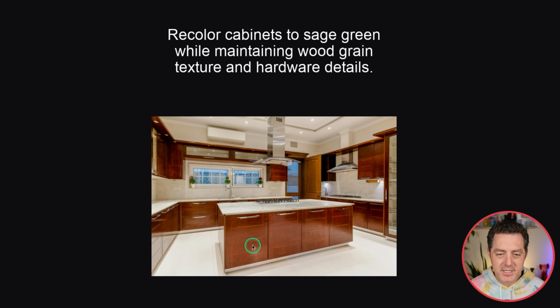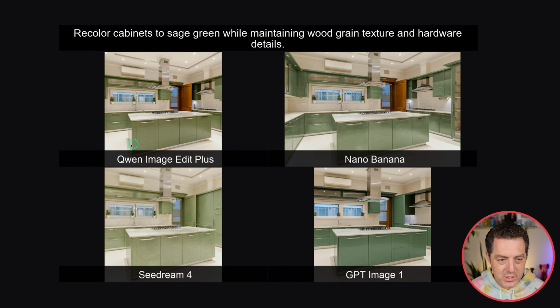All right, next we have this kitchen with kind of stained wood style cabinets, and the prompt is recolor cabinets to sage green while maintaining wood grain texture and hardware details. Let's see. There we go. So Qwen Image Edit Plus, I see a little bit of the wood grain, but not too much, but the coloring is really good. Nano Banana for sure maintained the texture of the original wood, but made it the green color. GPT Image 1 looks okay, except it's really missing the wood texture.